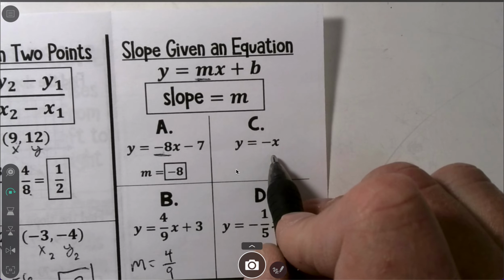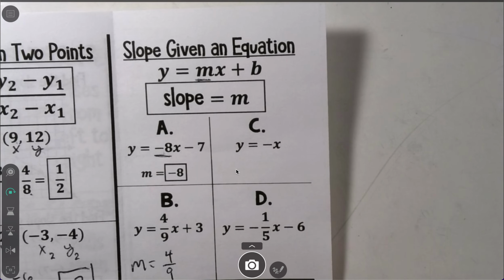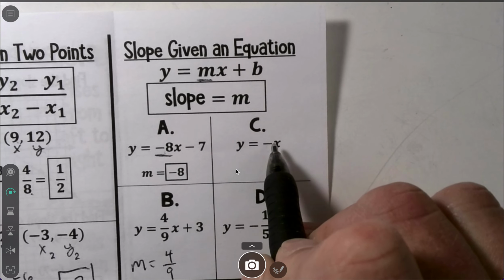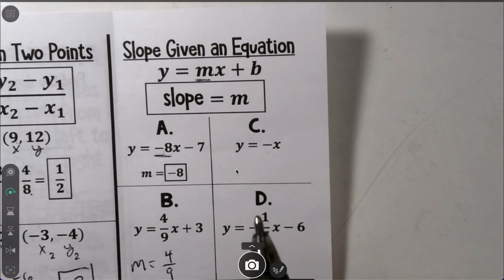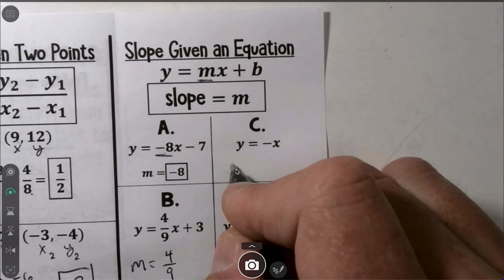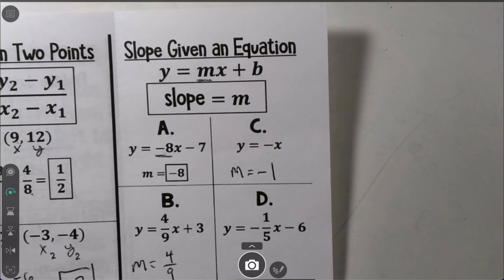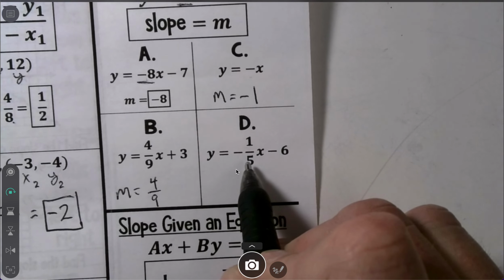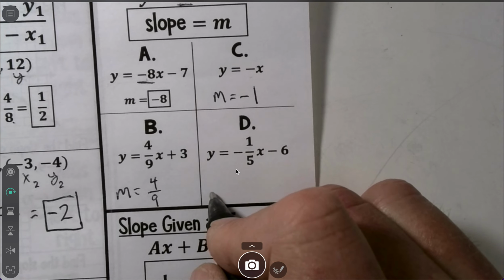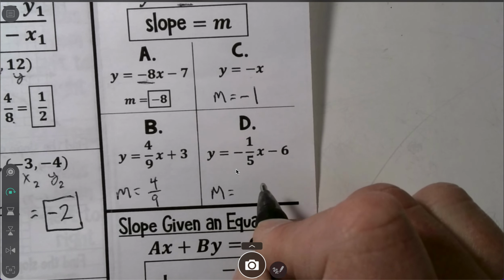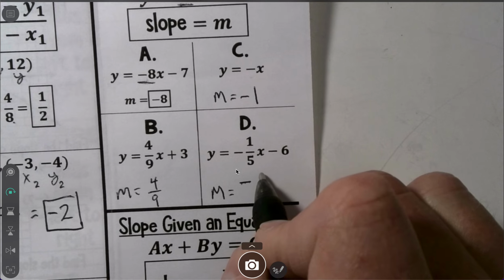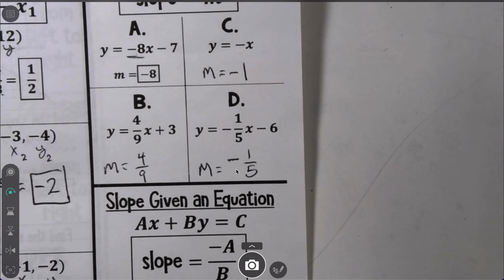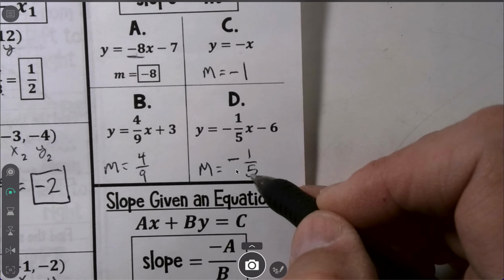What about c? Negative 1. There's a number there, even though I don't see it. The number that's in front of that x is 1. How many x's are there? There's 1x. So there's a 1 there. So my slope is negative 1. Okay? And then the last one, y equals negative 1/5 x. So what number is where the letter m would go? Negative 1/5. So my slope is negative 1/5, that 1 over 5. That line would go down 1, right 5.